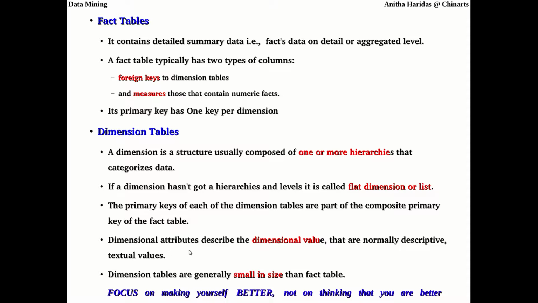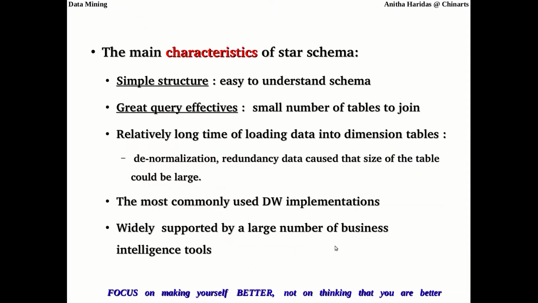The dimensional attributes describe the dimensional values, which are normally descriptive textual values. The dimension tables are generally small in size compared to the fact table, because you are going to have only one primary key value in the dimension table, but that will be repeated again and again in the fact table for different values. So these are some of the main characteristics of star schema.